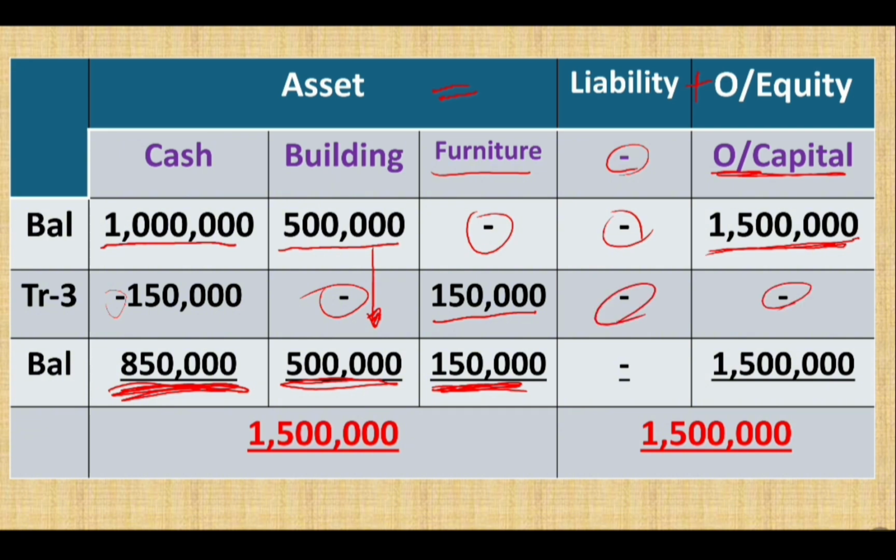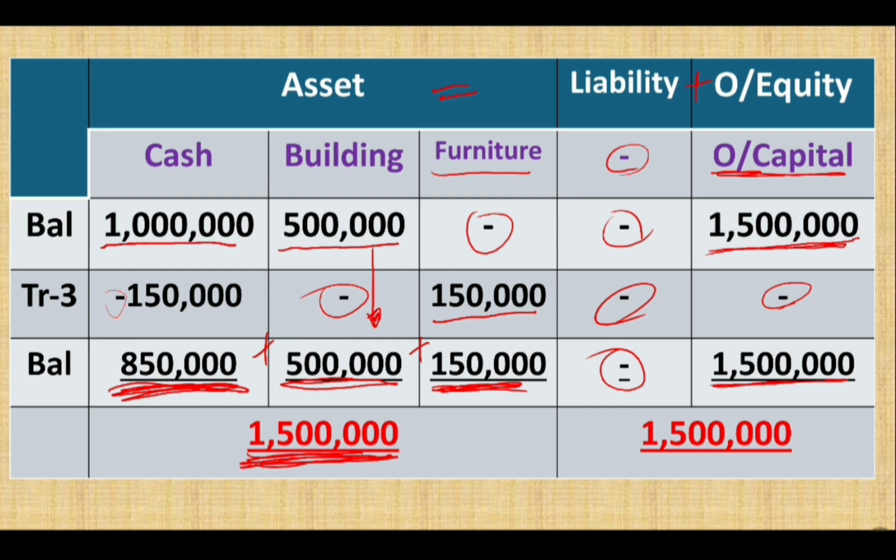Here we don't have liability in transaction 3. There is no change in owner capital in transaction 3. So the balance of liability after transaction 3 remains the same. It is 0. There is no liability. And the balance of the owner's capital is still the same, 1,500,000. Therefore, the total asset of Z company after transaction 3 is 1,500,000.